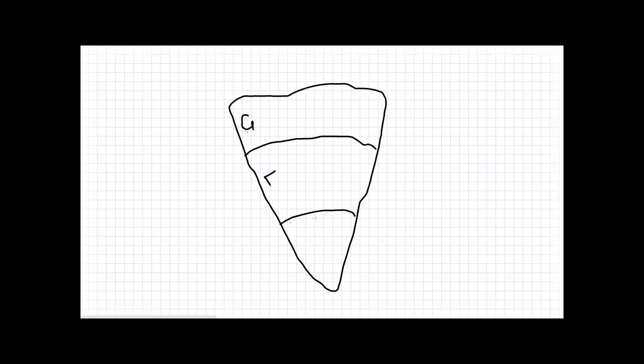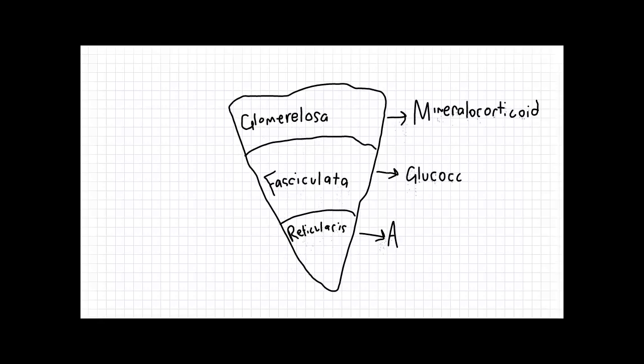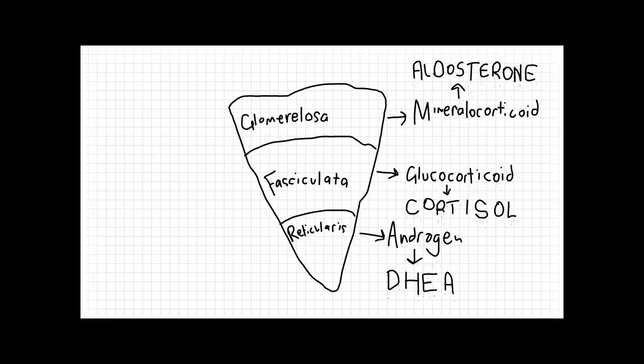The cortex is further divided into three layers, remembered with the mnemonic GFR: glomerulosa, fasciculata, and reticularis. Their respective hormones can be remembered with the mnemonic My Giddy Aunt: mineralocorticoids, aldosterone, glucocorticoids, cortisol, and androgens, DHEA.